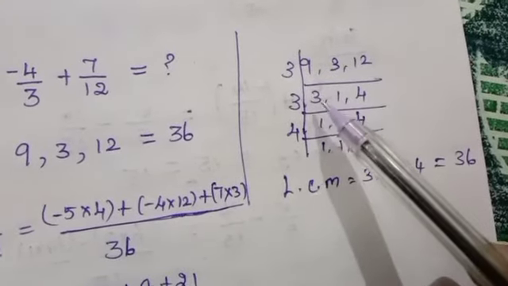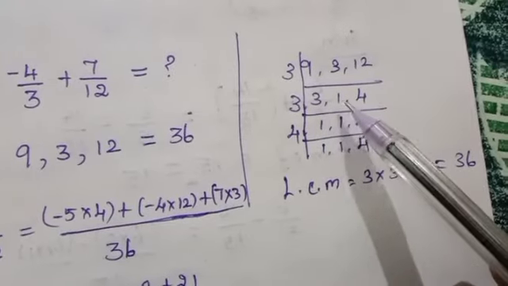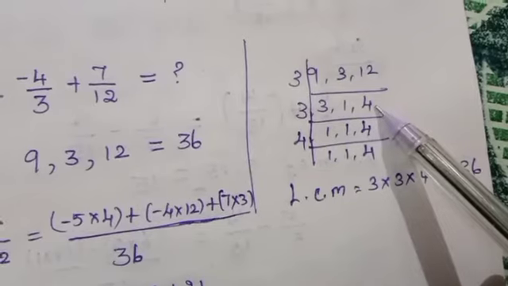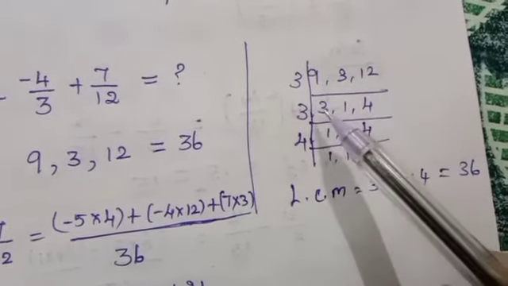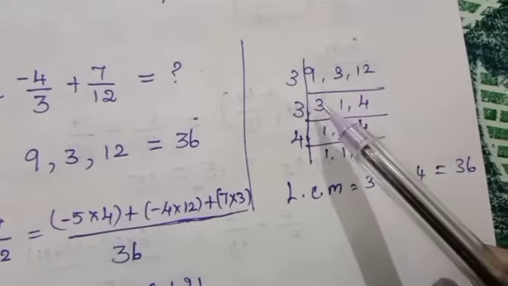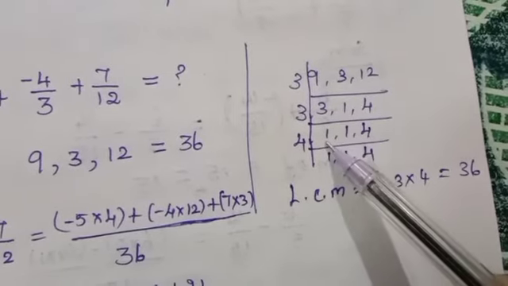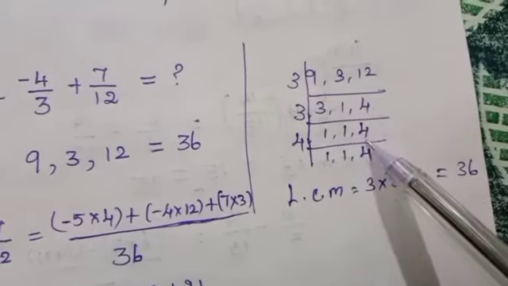In the next step, 3, 1, 4 is there. For these 3, 1 and 4, there is no common factor, common divisor. So you have to take one by one. First you have to divide by 3. Which number is exactly divisible by 3? 3 alone. So 1 3 is 3. Remaining numbers, just take and write.